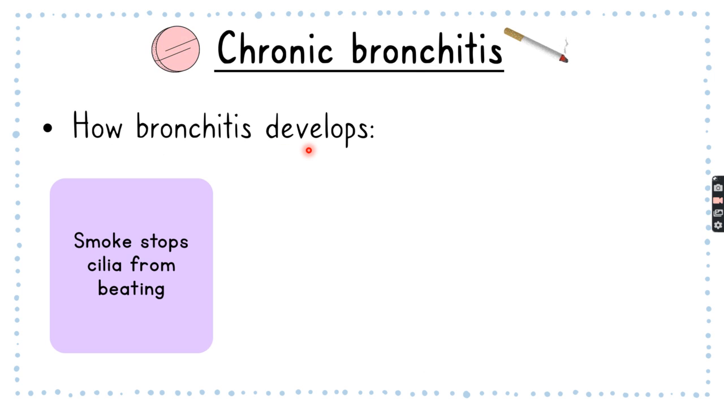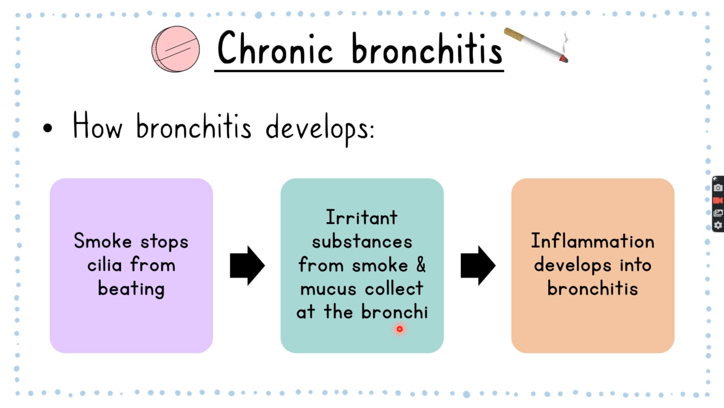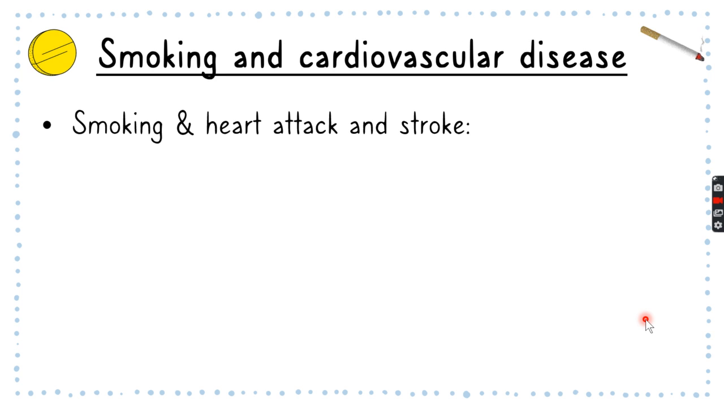How does bronchitis develop? So the smoke itself stops cilia from beating. That means that irritants and substances from the smoke, and even the mucus that is collected at the bronchi, will just start to be deposited, and it's going to start getting more and more, and they're not being removed. So because all of the irritants from the smoke and the mucus are not cleaned away or moved away by the cilia, this can cause inflammation and also develop into bronchitis.